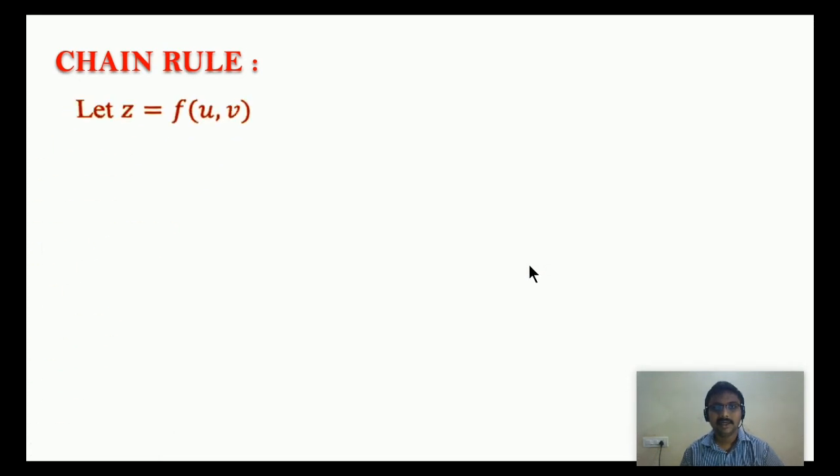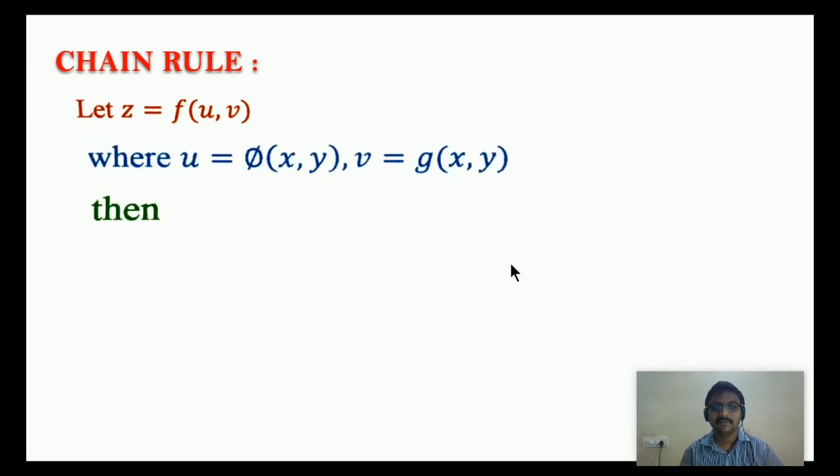Let z be a function of two variables u and v, where u is a function of x, y and v is also a function of x, y. While substituting u and v in this function f, z will become a function of x, y.